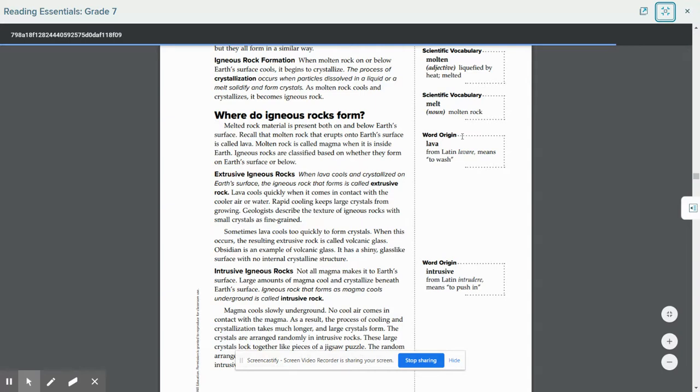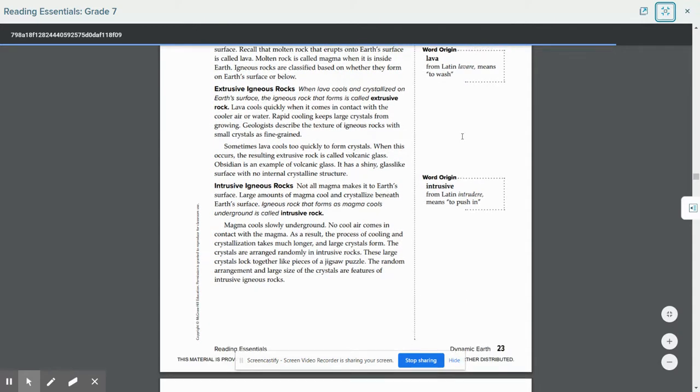Intrusive igneous rocks. Not all magma makes it to Earth's surface. Large amounts of magma cool and crystallize beneath Earth's surface. Igneous rock that forms as magma cools underground is called intrusive. Magma cools slowly underground. No cool air comes in contact with the magma. As a result, the process of cooling and crystallization takes much longer and large crystals form.